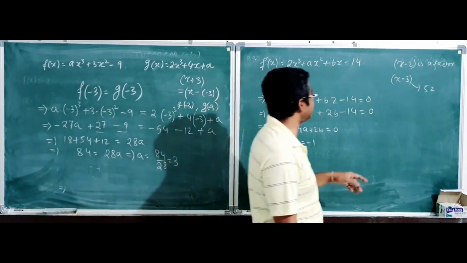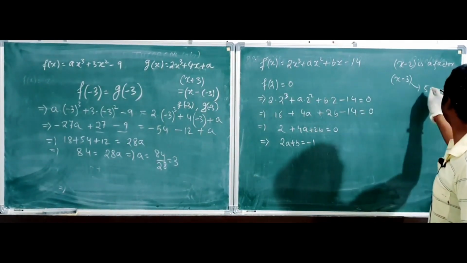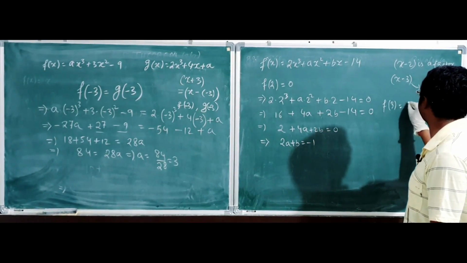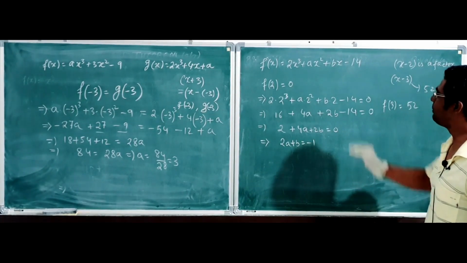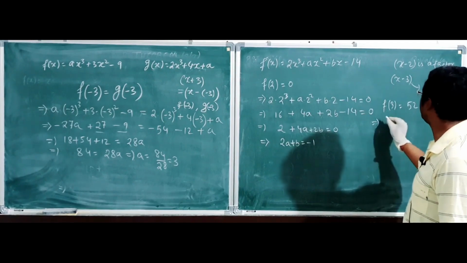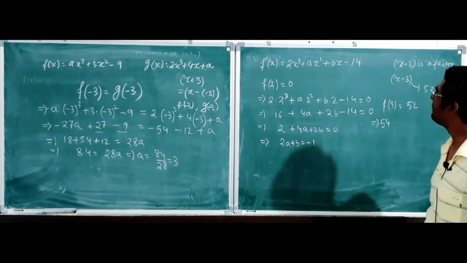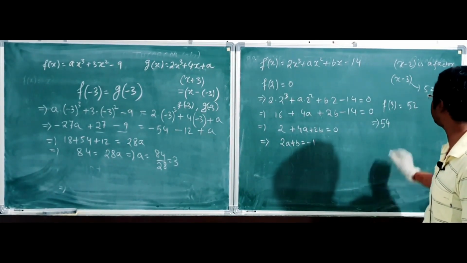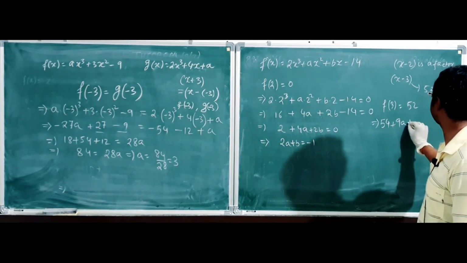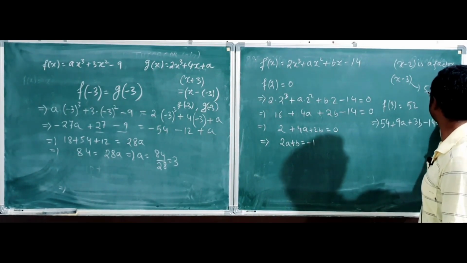Next thing that has been said is, if it is divided by x minus 3, then the remainder is 52. So definitely I can write f(3) is 52. Okay? So I'll put 3 in the equation in place of x. So 2 into 3 cube, that will come to 54, plus ax square, that means 3 square, 9a, plus bx, that means 3b, minus 14 is equal to 52.